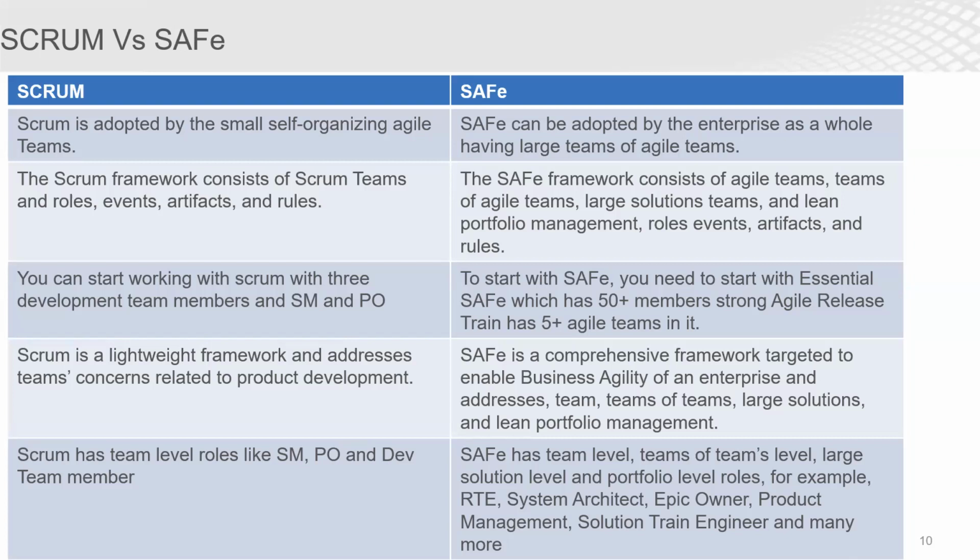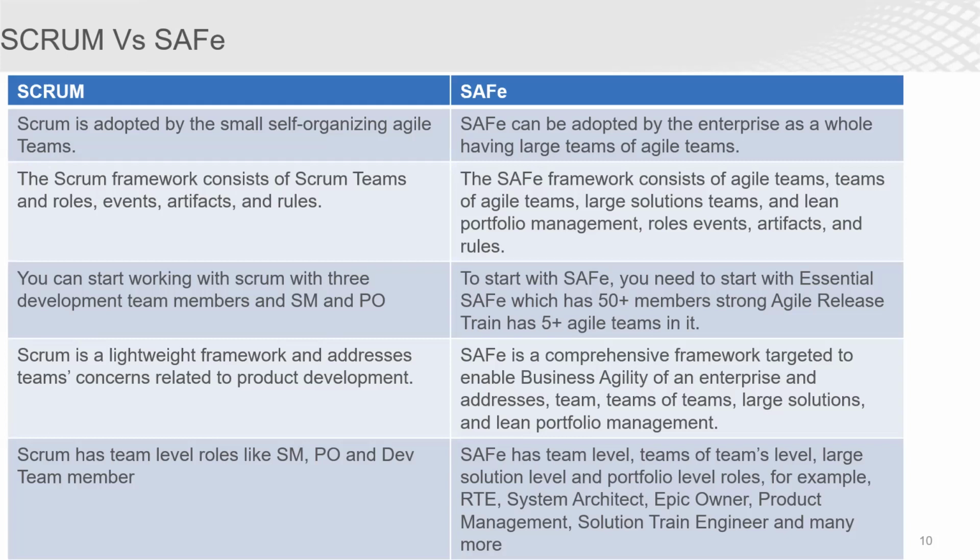Scrum is just adopted by smaller organizations, whereas for big teams, only the Scrum teams are there, while the larger solutions teams have different management roles. So you can start working with Scrum with these three people, whereas to start with SAFe, you need this many essentials. At least five agile teams are needed.